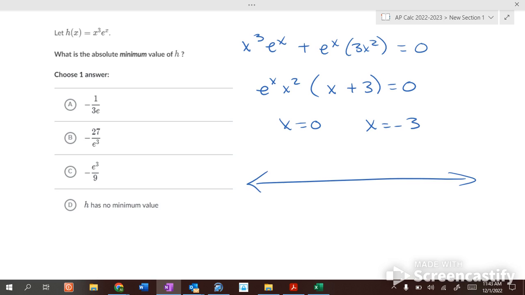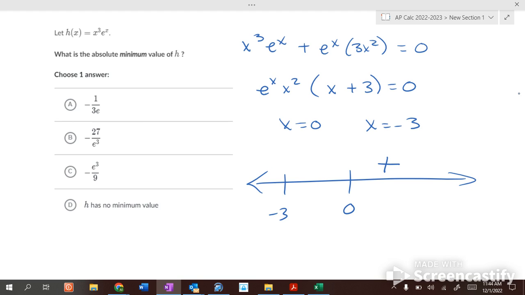Well, this time, just because we have 0 squared, it's a double root, I want to do this way. So let's check our numbers into the first derivative. So let's put a 1 into this first derivative. E to the 1 is 2.718281828459045, right? And 1 squared is 1. 1 plus 3 is 4. It's going to be a positive number. So we're positive here. What about in between here?